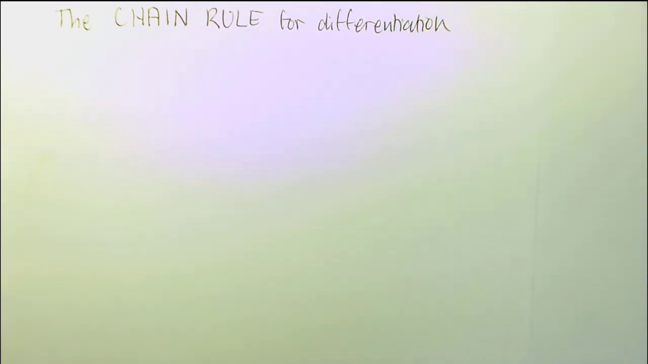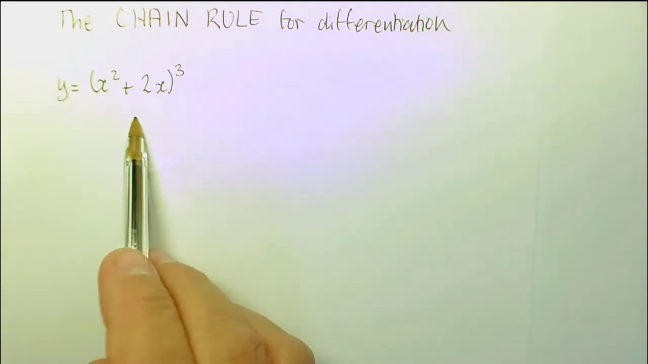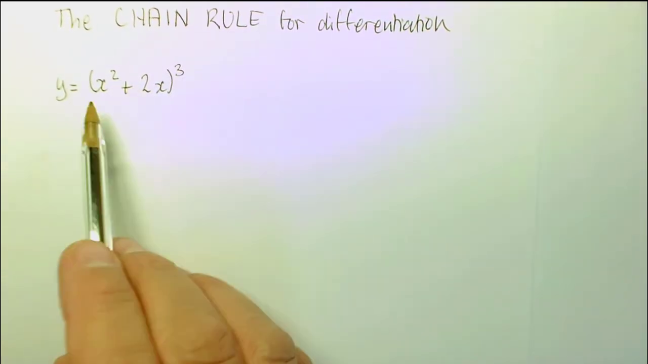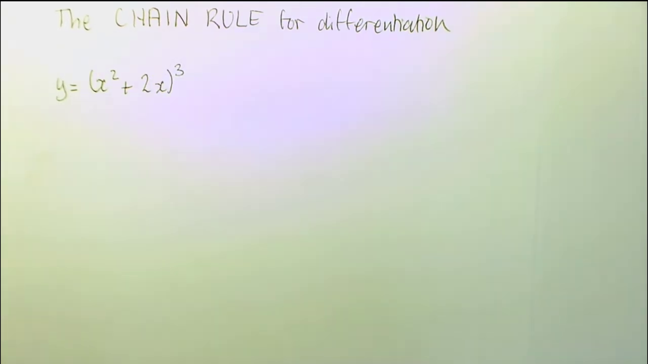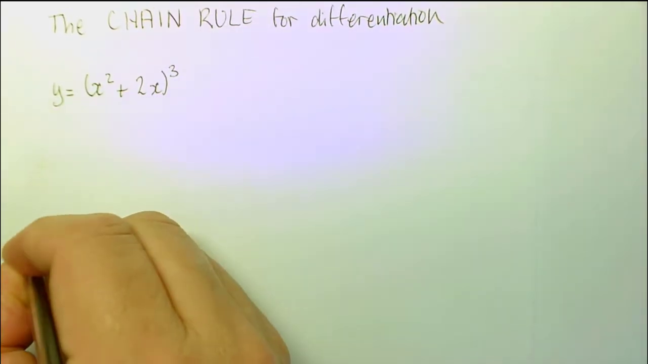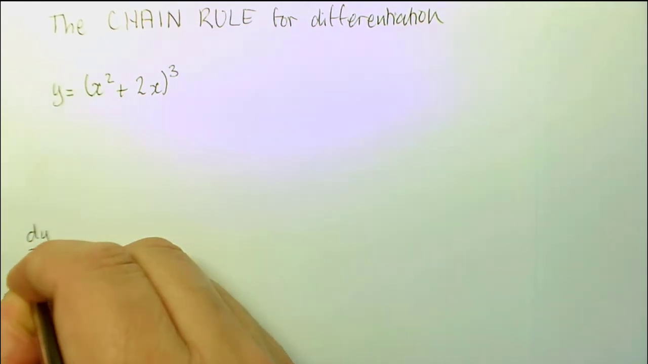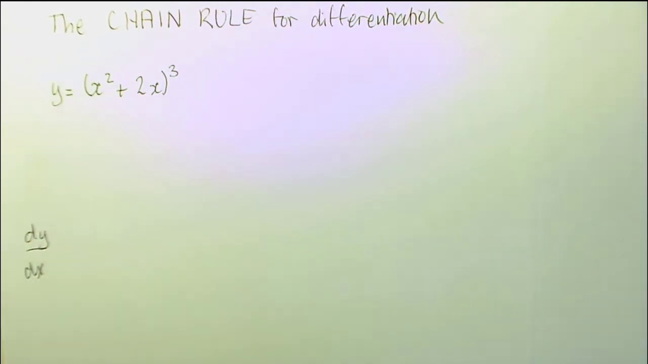Look at this function here. What we've got here is a function inside another function. We've got something cubed, but the thing we are cubing is a bit complicated. It's not just an x or a z or something. What we're looking for here is dy by dx. There are two ways we can do this.